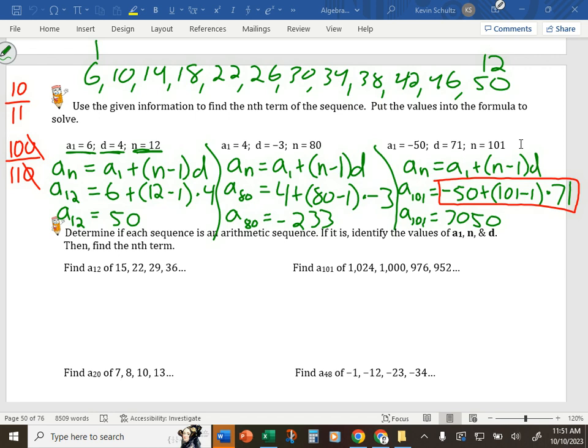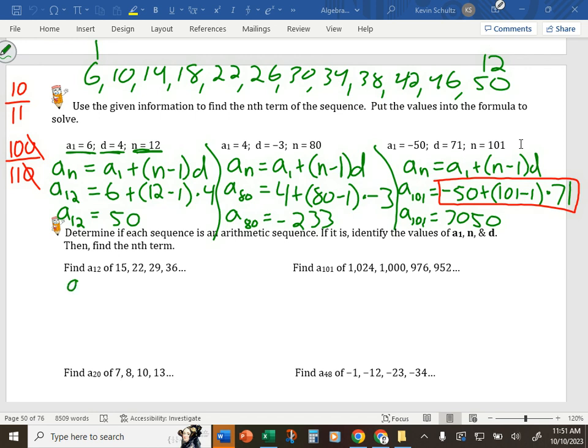Okay. So down below it says determine if each sequence is arithmetic. If it is, identify the values of A1, N, and D. Then find the nth term. So first of all, you've got to decide: is this sequence arithmetic? Is there a common pattern with addition or subtraction? The first one: 15, 22, 29, 36. Adding 7. So is it arithmetic? Yes.